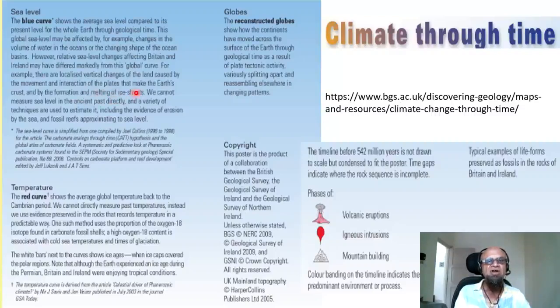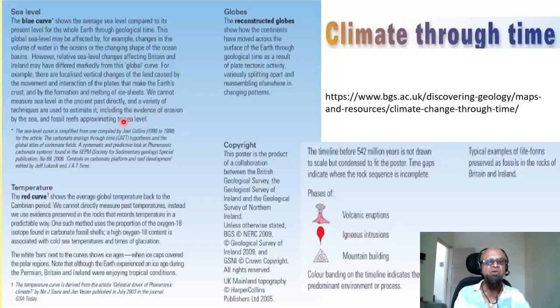For example, there are local vertical changes of the land caused by the movement and interaction of the plates that make Earth's crust, which we have looked at and will look at again here, and by the formation and melting of the ice sheets, which we already discussed.